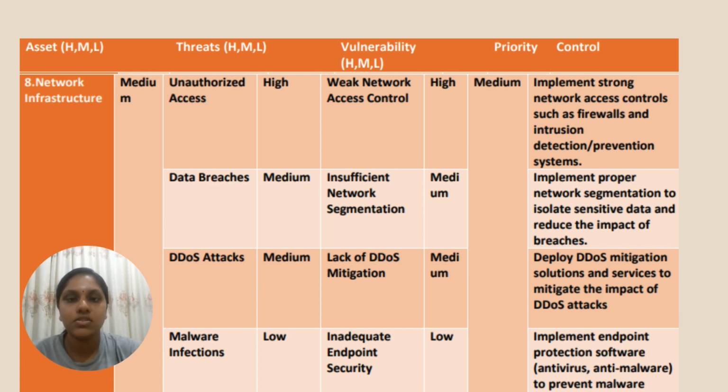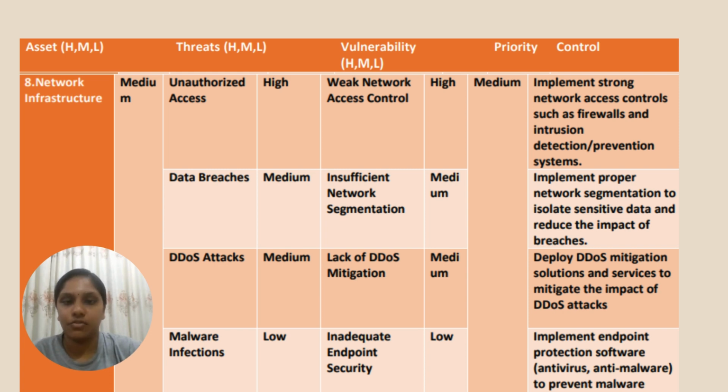This is due to weak network access control. It has a high level status and the priority is medium. So we can control it by implementing strong network access controls such as firewalls, intrusion detection, or prevention systems. The second one is data breach. It has a medium level of risk. This is because of insufficient network segmentation of the organization, which has a medium level of risk. We can control it by implementing proper network segmentation, which can isolate sensitive data and reduce the impact of the breaches.